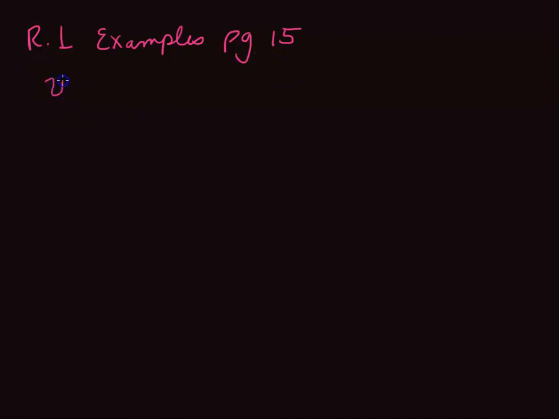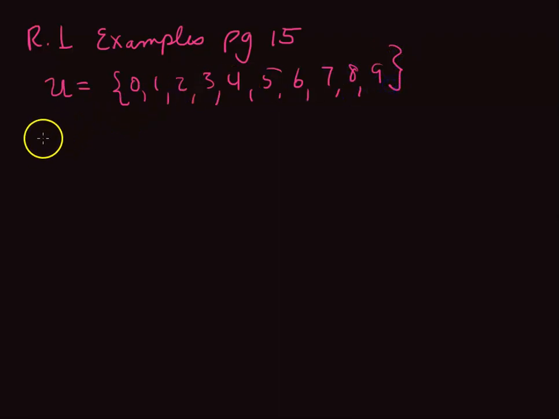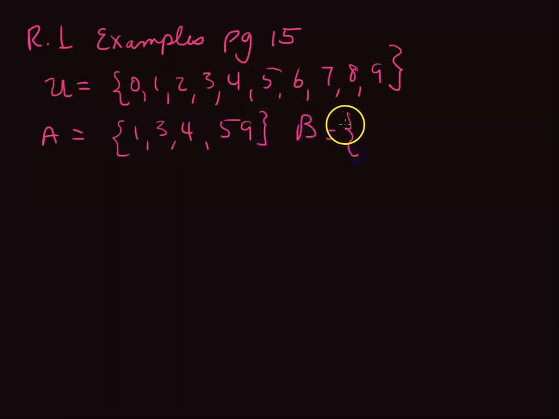First of all, the universal set is going to be 0 through 9. Set A, let's see, 1, 3, 4, 5, 9. Set B is 2, 4, 6, 7, 8. And set C, 1, 3, 4, 6.